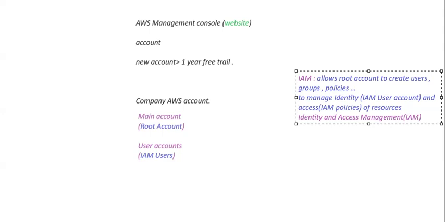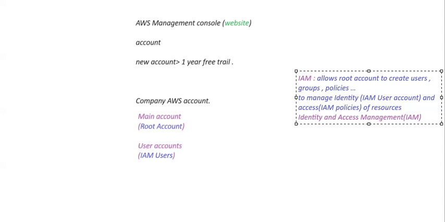So I hope you understood what a root account is and what an IAM account is. Who can create the IAM account? How can we create the root account? The root account can be created by using an email and a credit card or debit card. Since AWS is providing you a 1 year free trial, during that period you don't need to pay any amount. And what do we call the main account? Root account. What do we call the sub account created from the main account? We call them IAM user accounts.